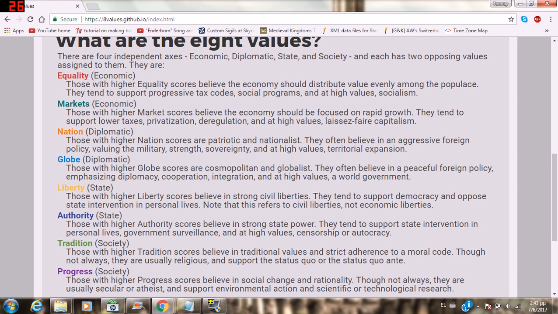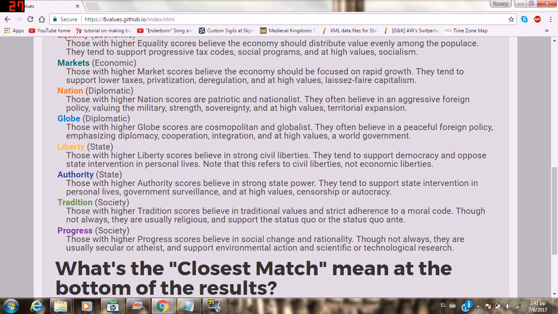They are equality, economic. Those with higher equality scores believe the economy should distribute value evenly amongst the populace. They tend to support progressive tax codes, social programs, and a high value socialism. Markets. Those with higher market scores believe the economy should be focused on rapid growth. They tend to support lower taxes, privatization, deregulation, and high values laissez-faire capitalism.